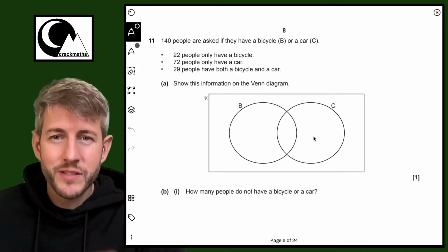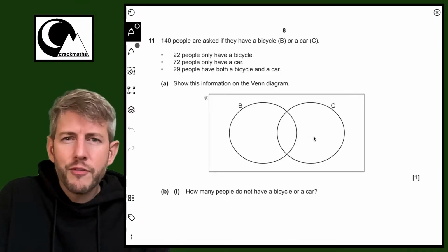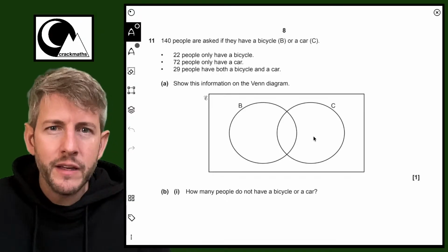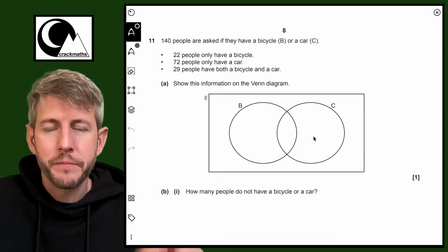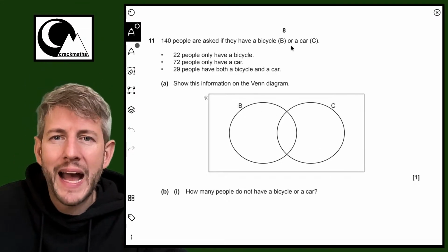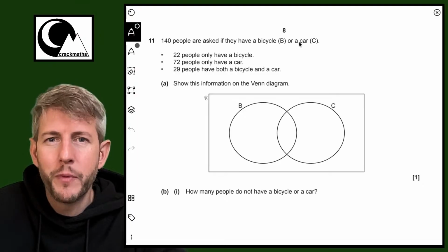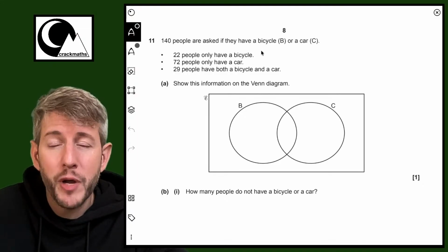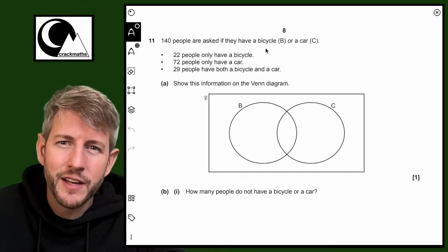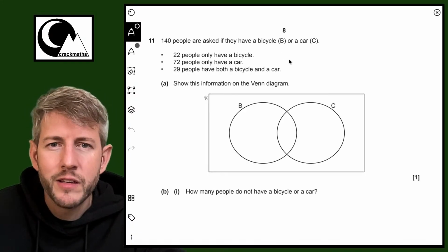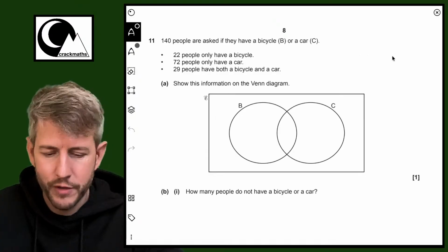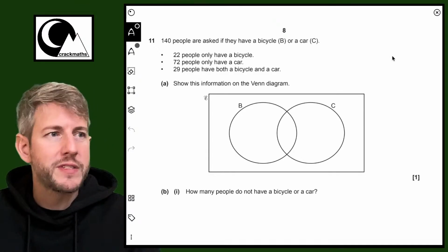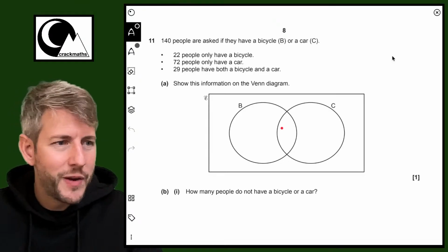So here we go. Question 11 says 140 people are asked if they have a bicycle, B, or a car, C. 22 people have a bicycle, 72 people only have a car. 29 people have both a bicycle and a car. Part A, show this information on the Venn diagram. Okay, so let's do the people first that have both, because that's the easy one. That's going to go in the middle.